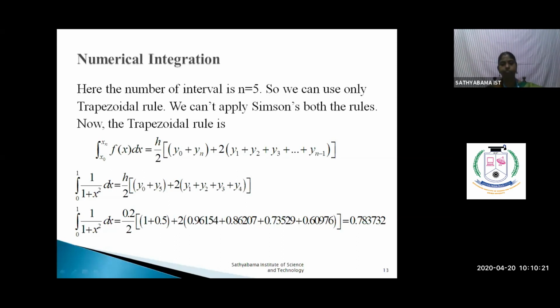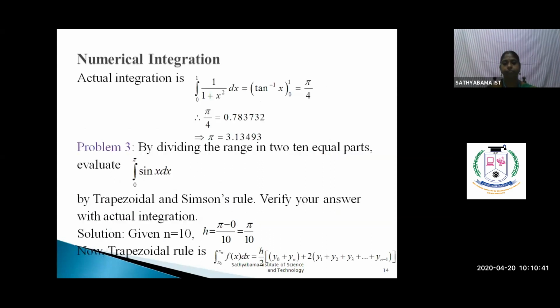Okay. So let us continue now. We have used the trapezoidal rule and we are getting the answer 0.783732. And now by using this, I want to find the value of pi. So what's my actual integration? From the actual integration only I can find that pi value.